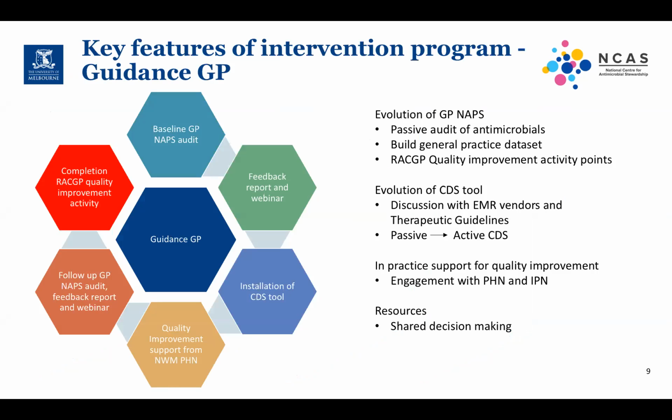So these are the key features of this intervention program that we've developed as Guidance GP. We're about to start to pilot across 4 practices. So we're putting in a baseline GP NAPS audit, and then in that 2 weeks audit, we actually have the tool to pop up if the GP doesn't have an indication when they prescribe any antibiotics. And then there's a pop-up tool. Now, the pop-up tool doesn't actually come up if the GP has put in an indication for the reason for prescription. It only pops up when it doesn't.